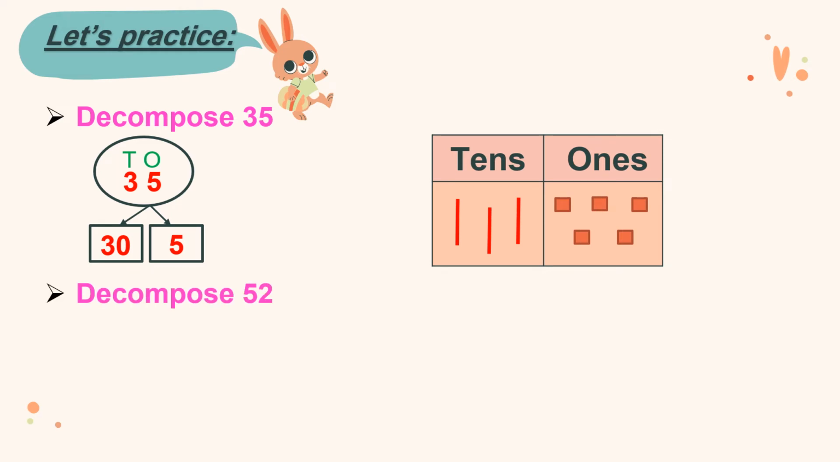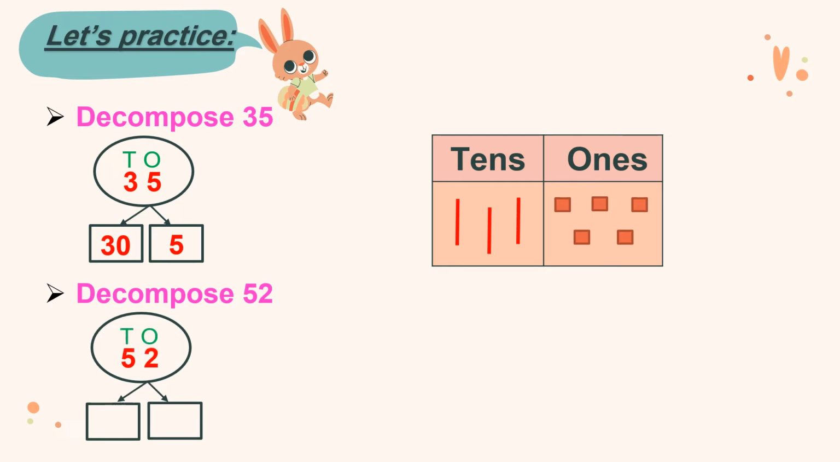Another example, decompose 52. First step, put the places, 2 in ones, 5 in tens. How many zeros in tens? 1. So it will be 50. In ones, how many zeros do we have? Nothing. Put 2 as it is. So 52 equals 50 plus 2.